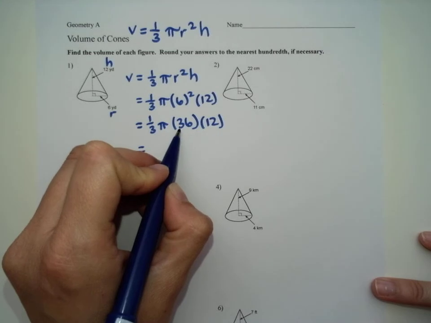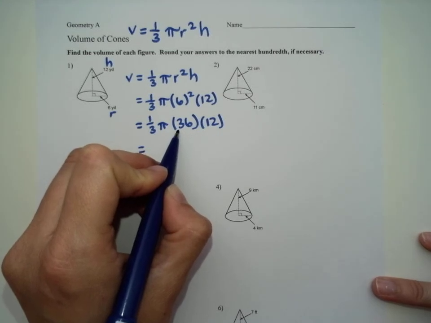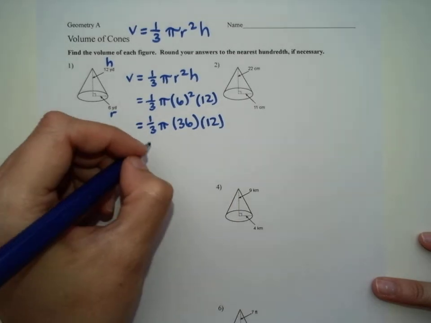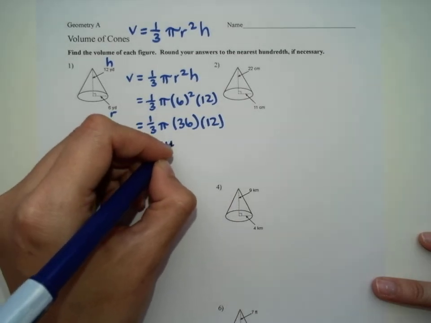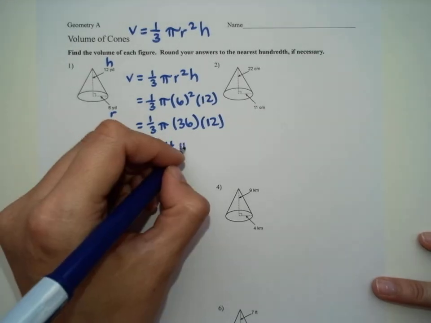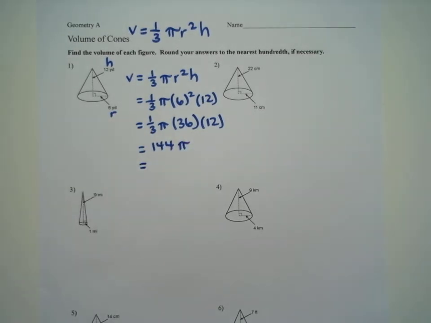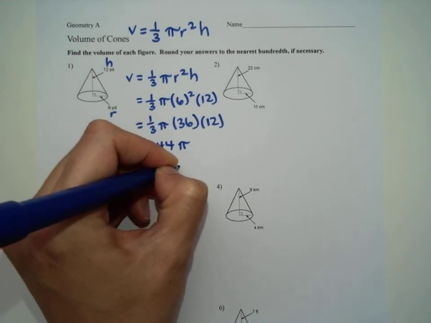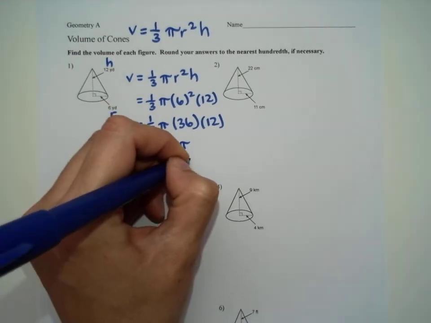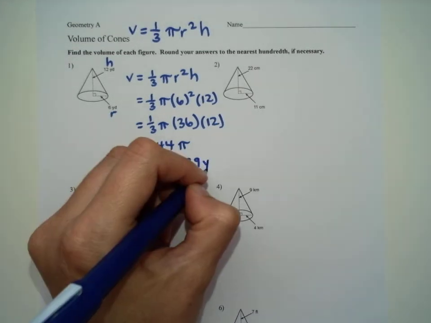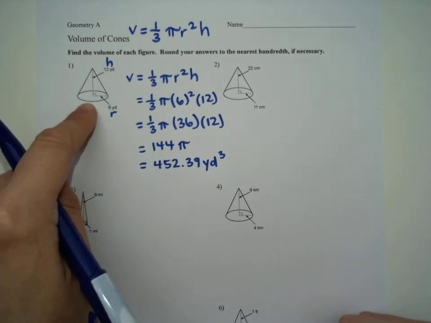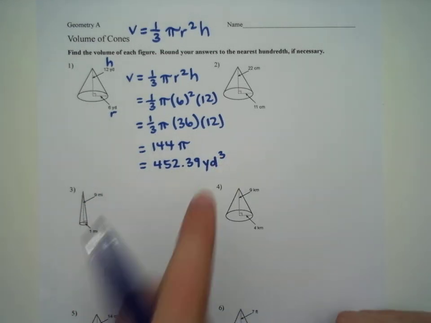So we take 1/3 of 36, which is 12, and then we multiply 12 times 12, which is 144 times pi. And then we're going to need our calculator. 144 times pi, which is 452.39 yards cubed. So this cone can hold 452.39 cubic yards.